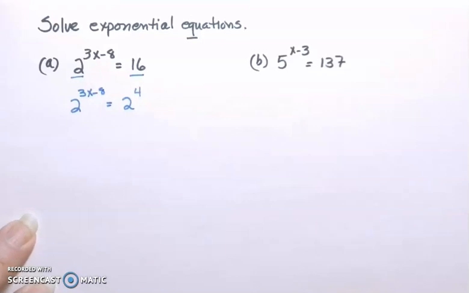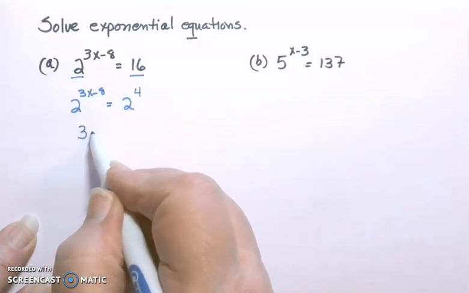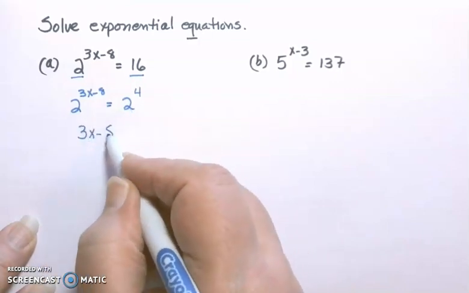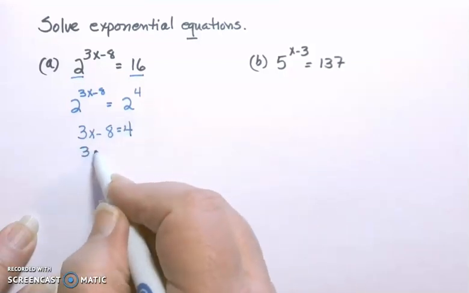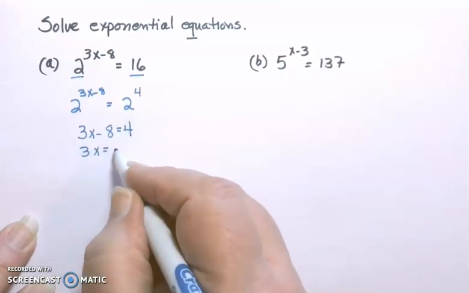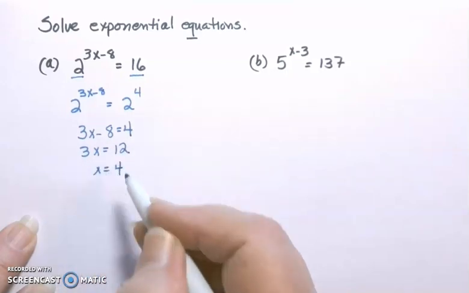Now, since we're looking at two expressions that are equal to each other, and the bases are the same, we can set our exponents equal to each other. So then we can say that 3x minus 8 is equal to 4. So 3x is equal to 12, and x is equal to 4.